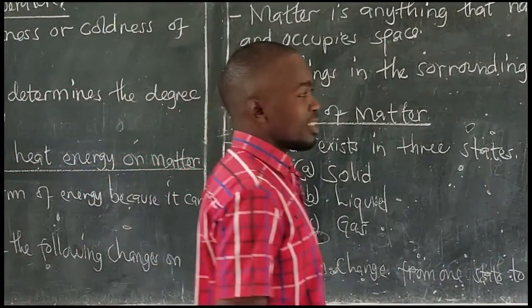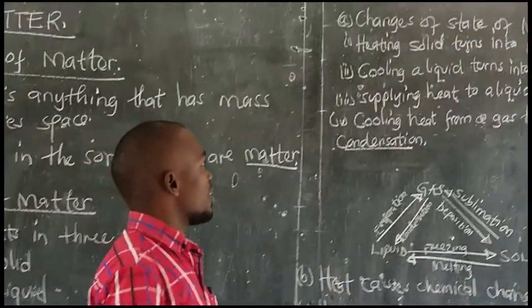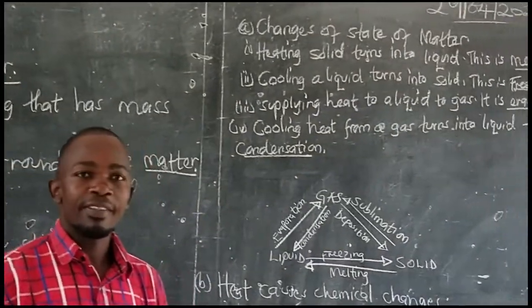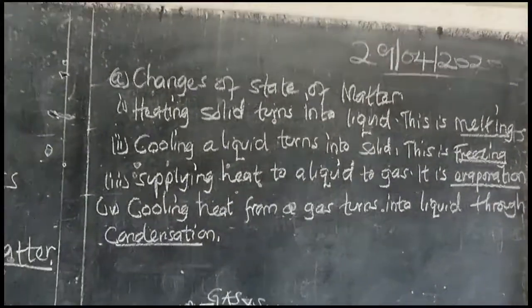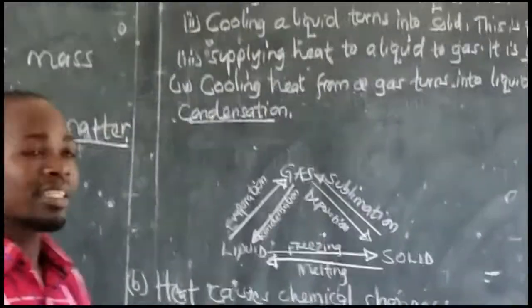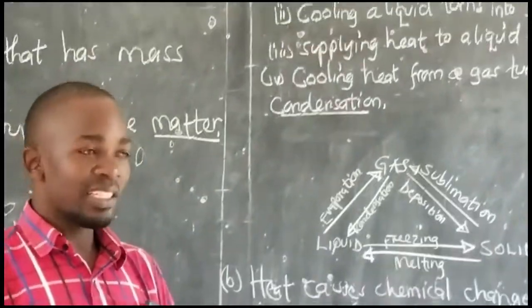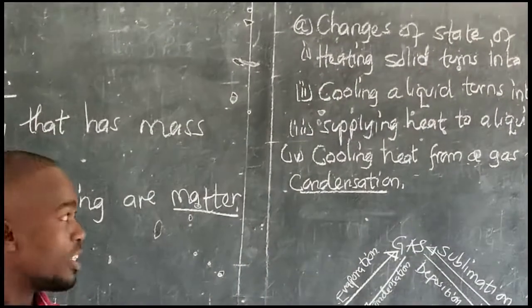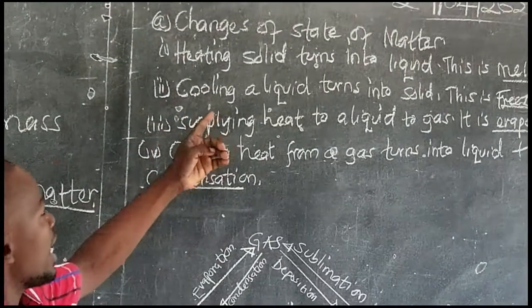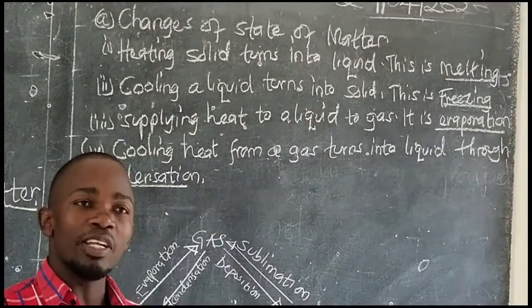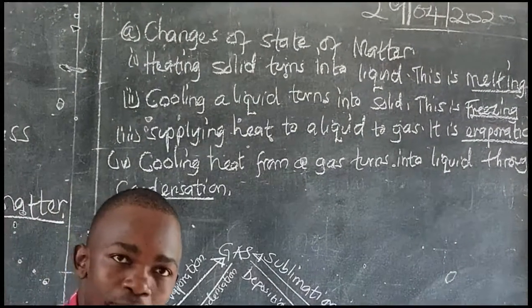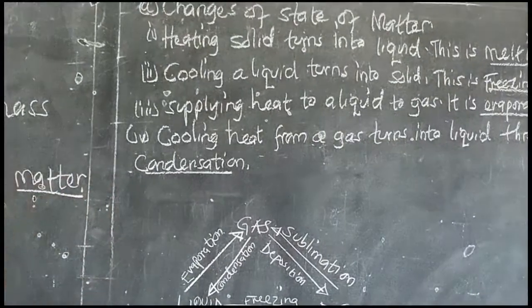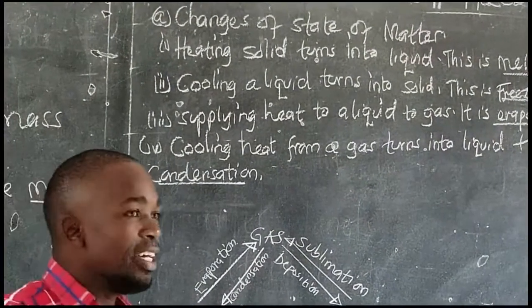Heating a solid turns it to a liquid through what is called melting. Whenever you have ice, which is water in solid state, it can melt and form water. And again, cooling a liquid turns it to a solid. When you have water and you cool it, you put it in the refrigerator where the temperature is very low, it will cool and form ice through freezing.